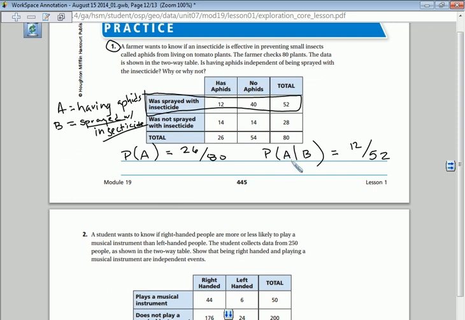Okay, and a question also, is there going to be a time where it's going to say A not given B? Because I don't really understand that. If it's A not B, then we would be looking at the whole table. Is there going to be a situation like that? Not being sprayed. Wait, A not given B. Wouldn't that just be like the whole table?